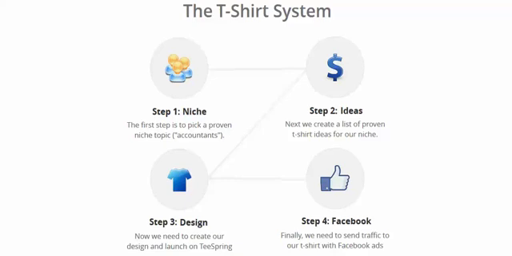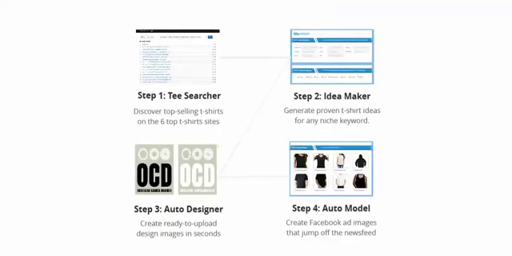The third step is we need to actually create our design and launch it on TeeSpring. So this is the physical image that we're going to upload onto our t-shirt. We upload this to TeeSpring and TeeSpring starts selling it. And then the fourth and final step is that we want to send traffic to our TeeSpring design so that people can actually buy, and we do this using Facebook ads. And as I'm about to show you, Titan pretty much automates the entire system, so all four steps are largely automated in a way that's never been done before using Titan.